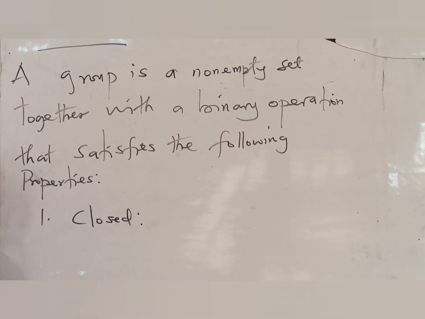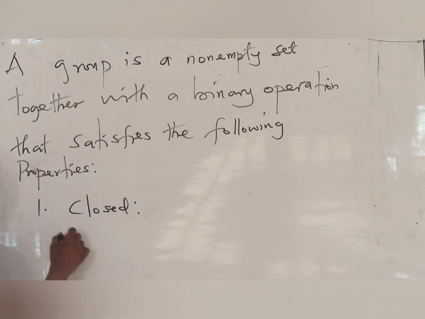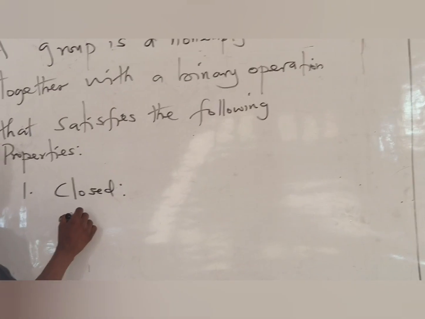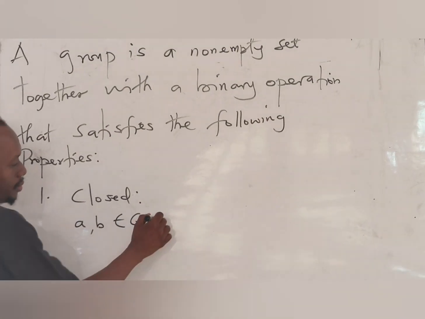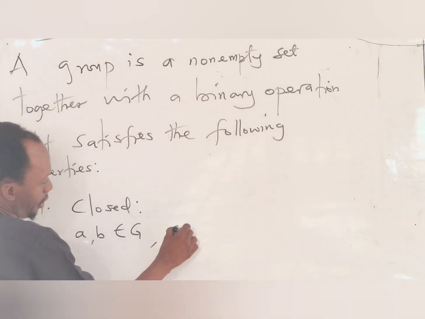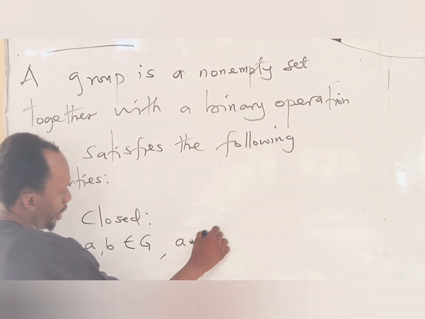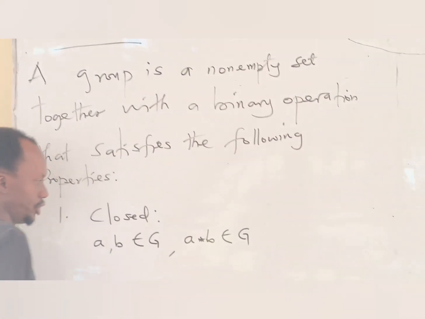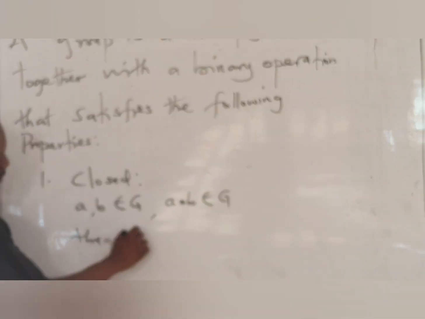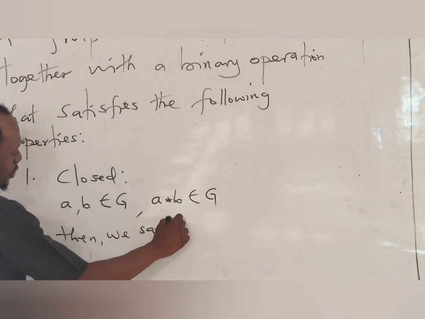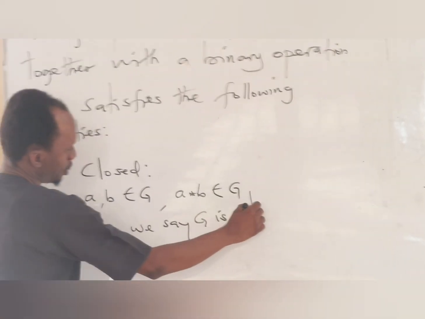Now, when you pick any two given elements from the group, and then you perform a binary operation, let's say A operation B, and the answer is also a what? Closed. Then we say it is closed.